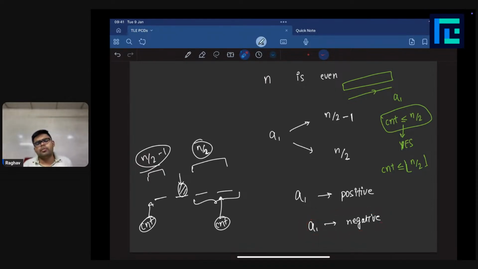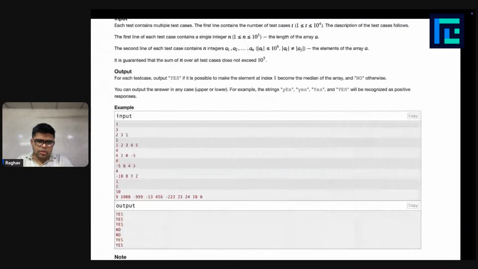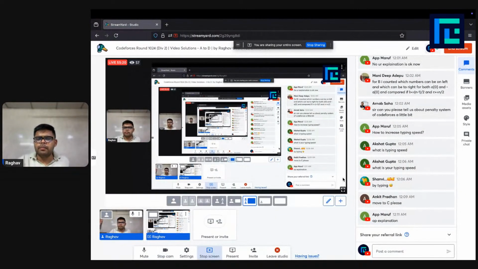We will apply an operation on A1 if required and make it negative, so that you can have n by 2 number of people greater than A1. And among these n by 2 people, you will definitely have count number of people greater than A1. So in case if count is greater than n by 2, then you cannot have a1 as the median in any possible case. And in case if count is less than equal to n by 2, then you can just make a1 the median in the same way as we were doing this for the odd number of elements. So this is the recap for the B problem.